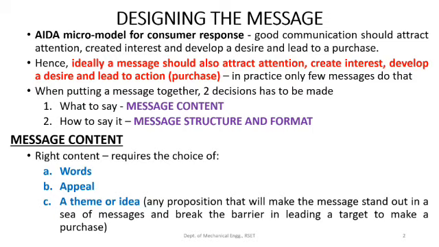So there should be an idea or theme that basically affirms a particular person's desire to buy a particular product. It clears doubts in the minds of the consumers and makes sure that they are taking the right decision. So for the right content, you require three choices to be made: the right choice of words, the right kind of appeal, and the correct theme or idea.